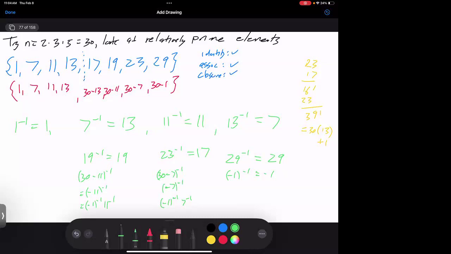And then we're left with 17 inverse, which of course has to be 23. So this is a more interesting example.